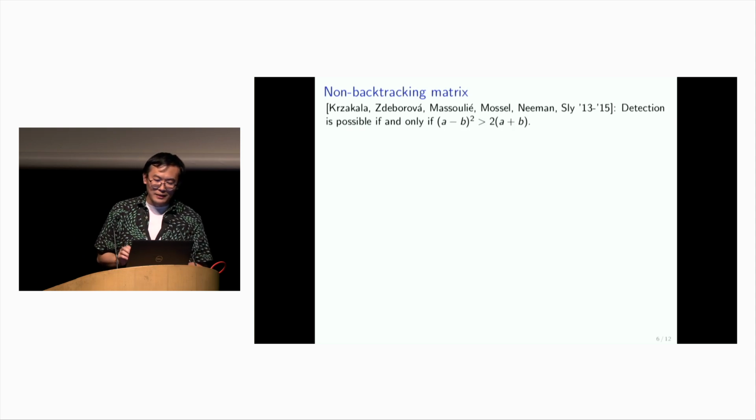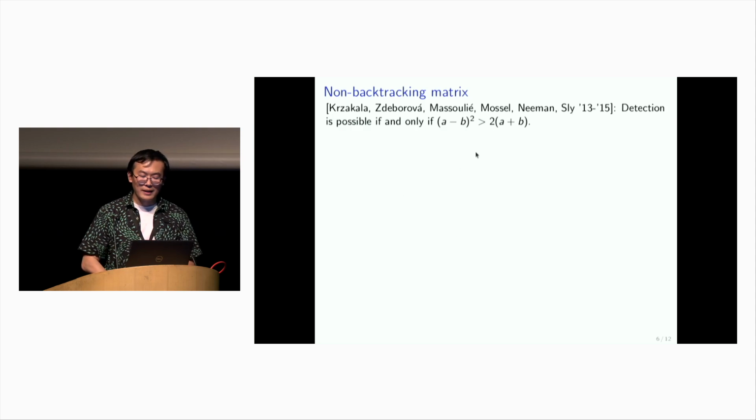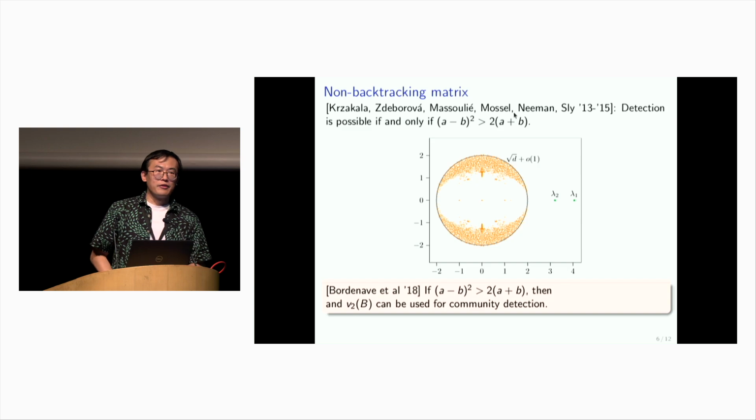Basically, it's known that this detection threshold, meaning some algorithm would work above it, can recover the community better than random guess. This is called the Kesten-Stigum threshold. And if you look at the non-backtracking operator, it actually works all the way down to this threshold.